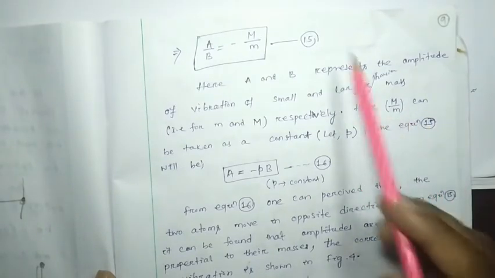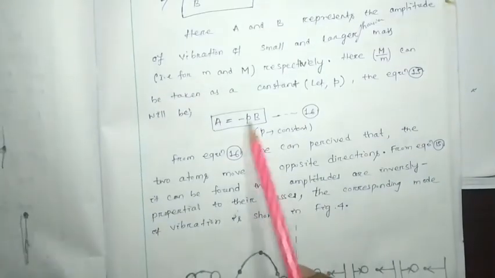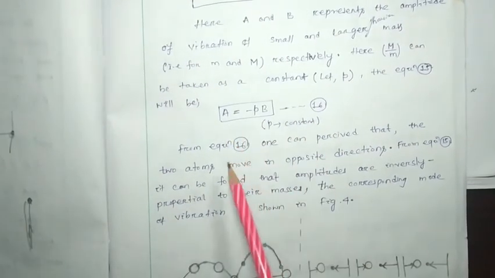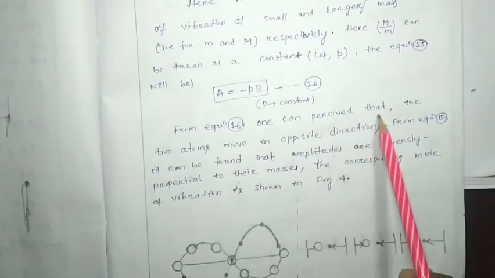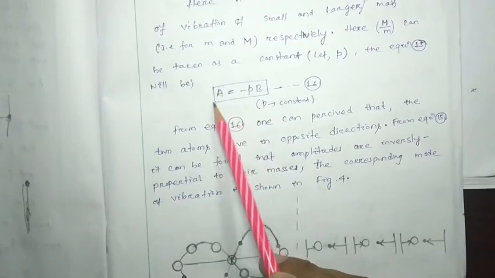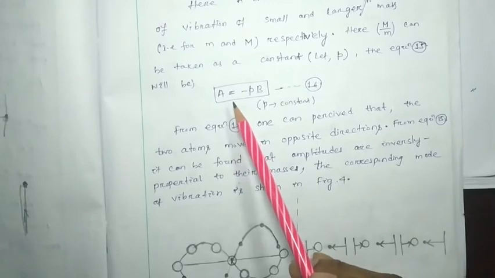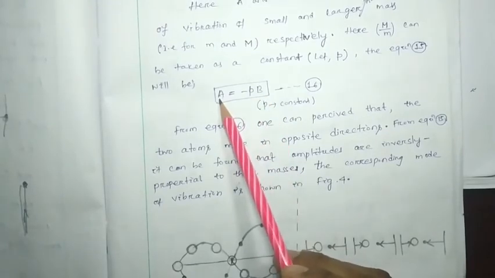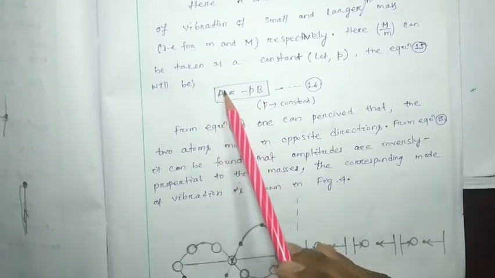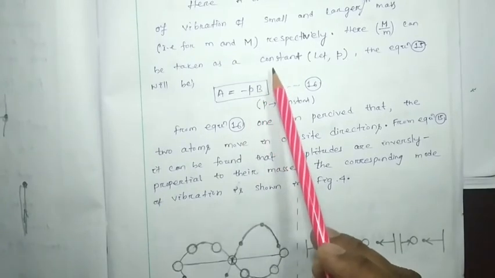Let it be p. Now equation number 15 will be written as a equal to minus p into b. So p is a constant. Here you can see that from equation number 16 one can perceive that the two atoms move in the opposite direction. See, here a is the amplitude of the smaller mass, here b is the amplitude of the larger mass. Both are negative with respect to each other. That means one amplitude is in one direction and the other amplitude is in the other direction.